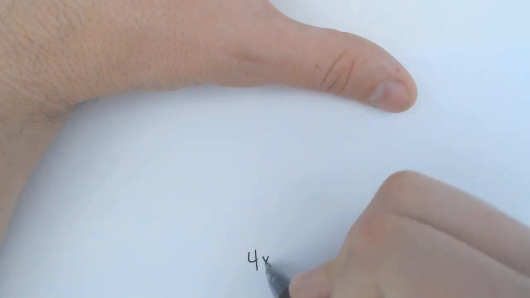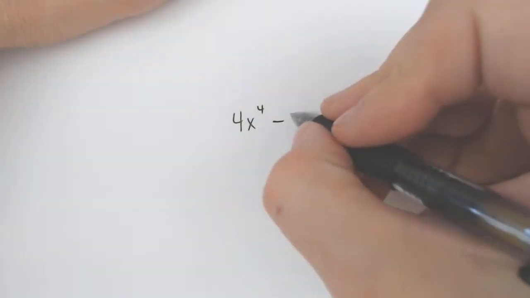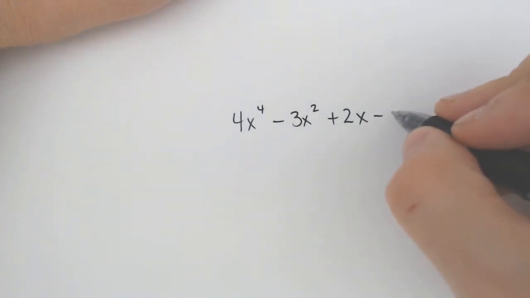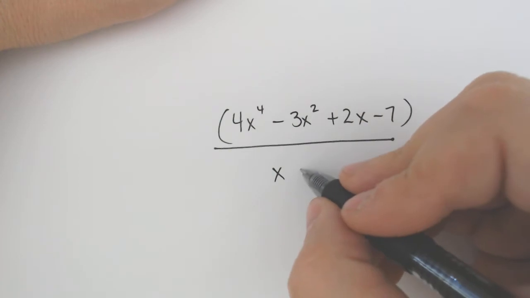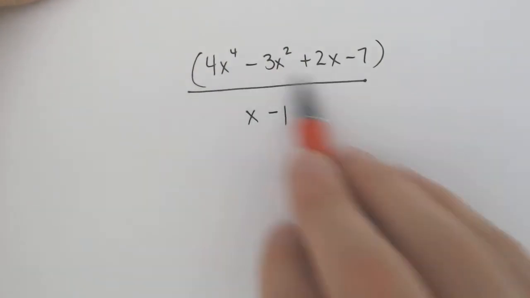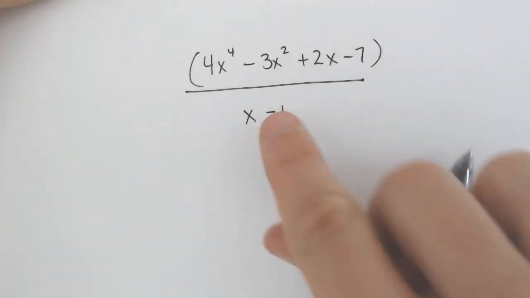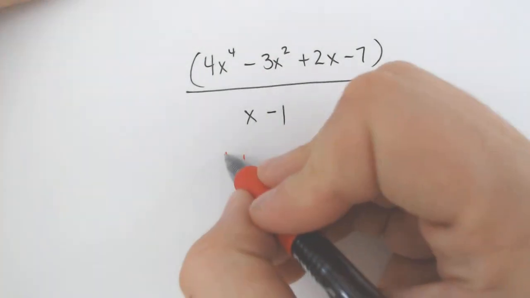So let's say we had 4x to the fourth minus 3x squared plus 2x, I'm going to go with minus 7. And let's say we were dividing by x minus 1. If you're dividing by x minus 1, a fraction is just a division symbol. This is a very basic factor, so we are allowed to use synthetic division. We put the 1 on the outside.